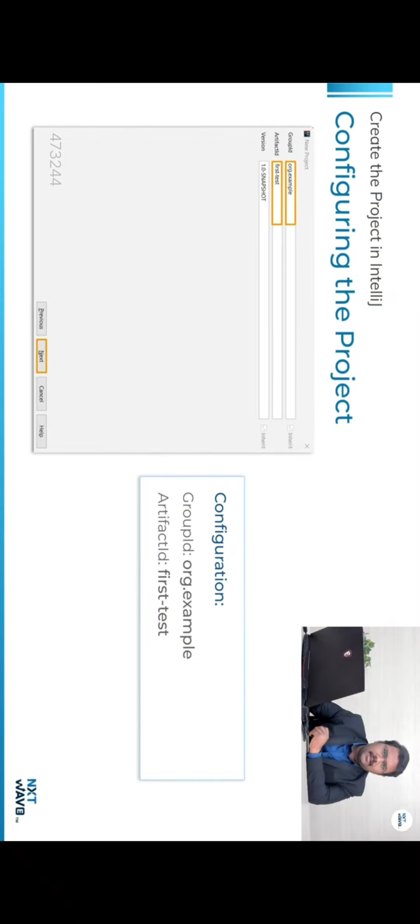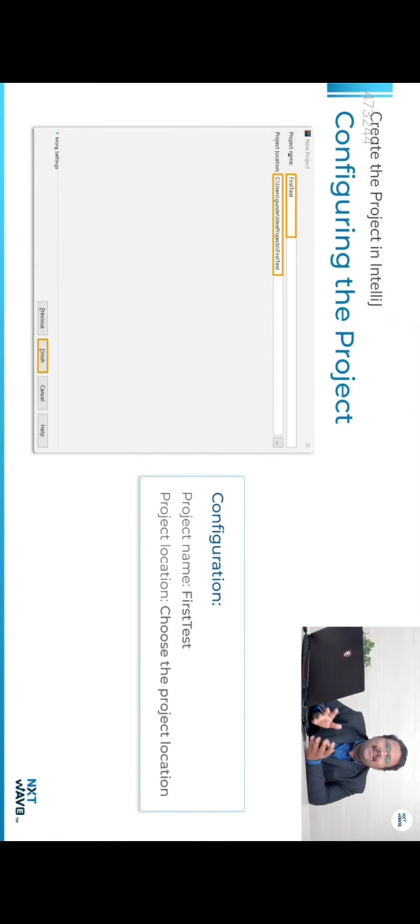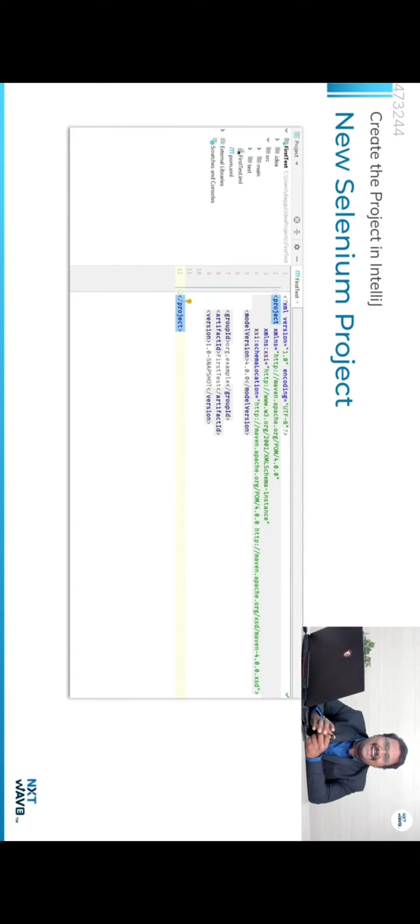In this case, because we are building just an example test scenario, we'll name our group ID as org.example, and we'll give the artifact ID as first-test. You can also specify anything of your choice. Just make sure that it is unique and easy to remember. Then we'll name our project FirstTest, where we are going to follow the Pascal case approach, as in the first letter of each word will be uppercase, capital F first and capital T test. It's a best practice to follow Pascal case for project naming convention. Once done, our project gets created and it should look something like this.